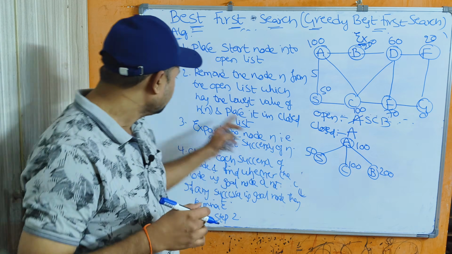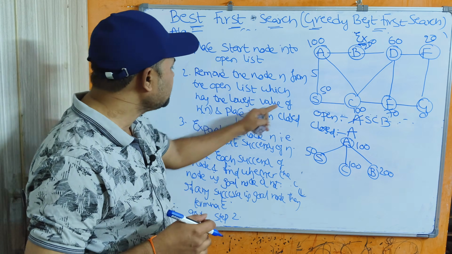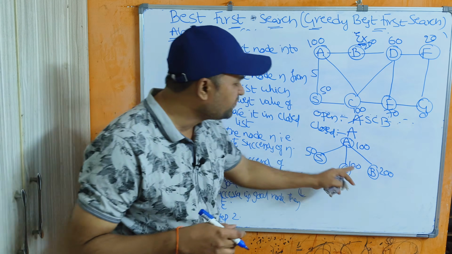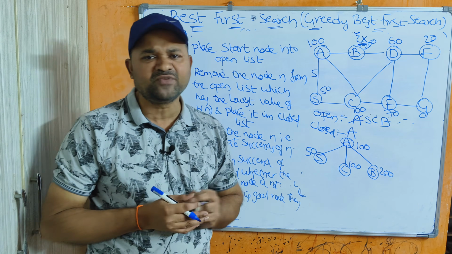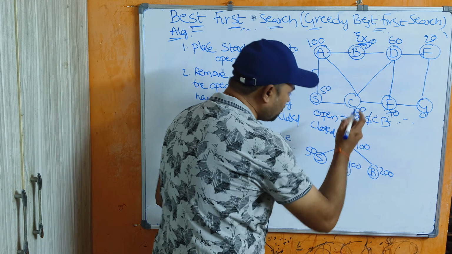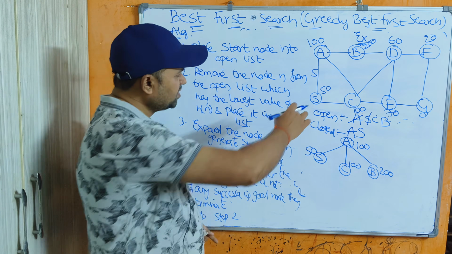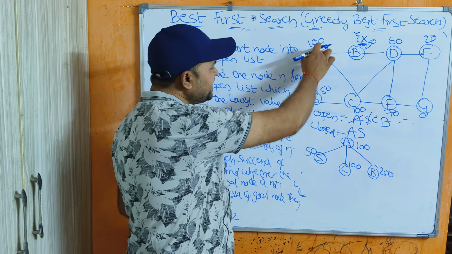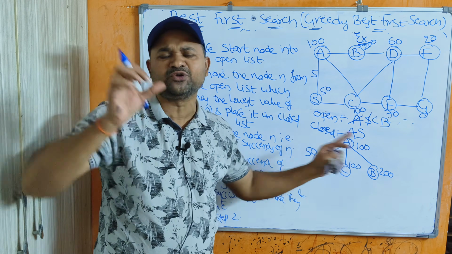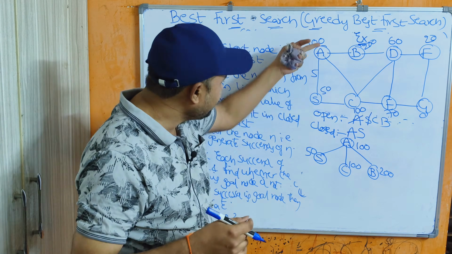So now let's see the second step: remove the node n from the open list which has the lowest value of h(n) and place it in the closed list. Out of 50, 100, 200, which is the minimum value? 50 is the minimum value. So now we remove S from the open list and place it in the closed list. Now we need to explore S. What are the successors of S? A, C. But A is already explored, so there is no need to take A. If you take A also, that won't become the best node.